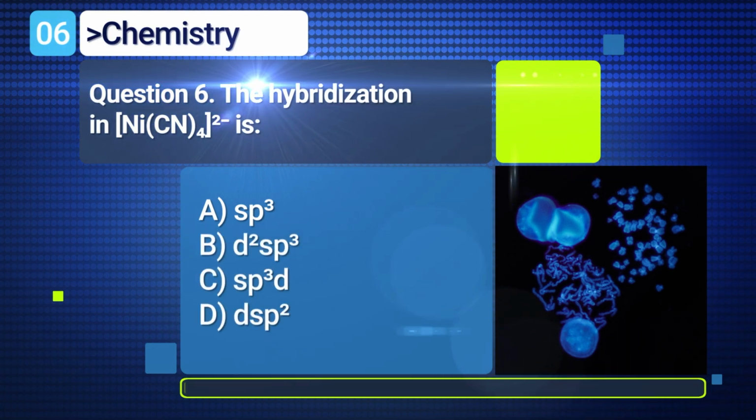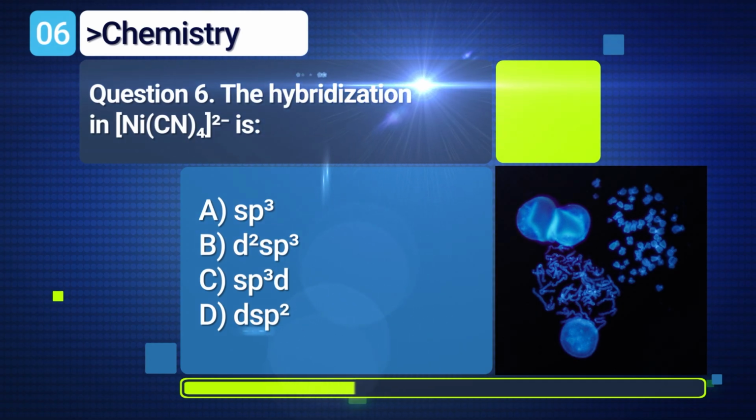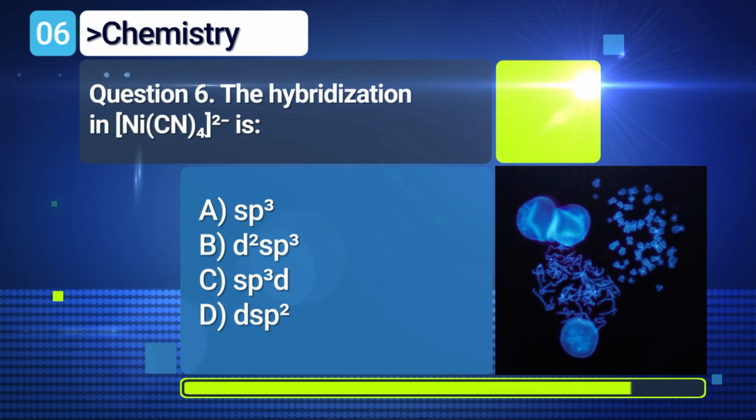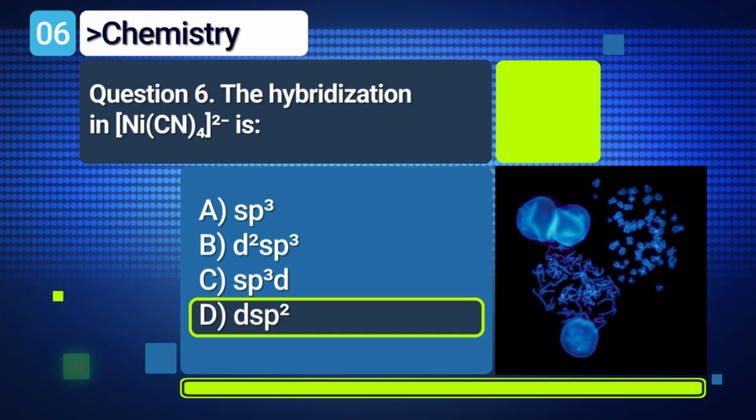Question 6. The hybridization in NiCN4 is A. sp3, B. D2sp3, C. sp3d, D. dsp2. Answer D. dsp2.